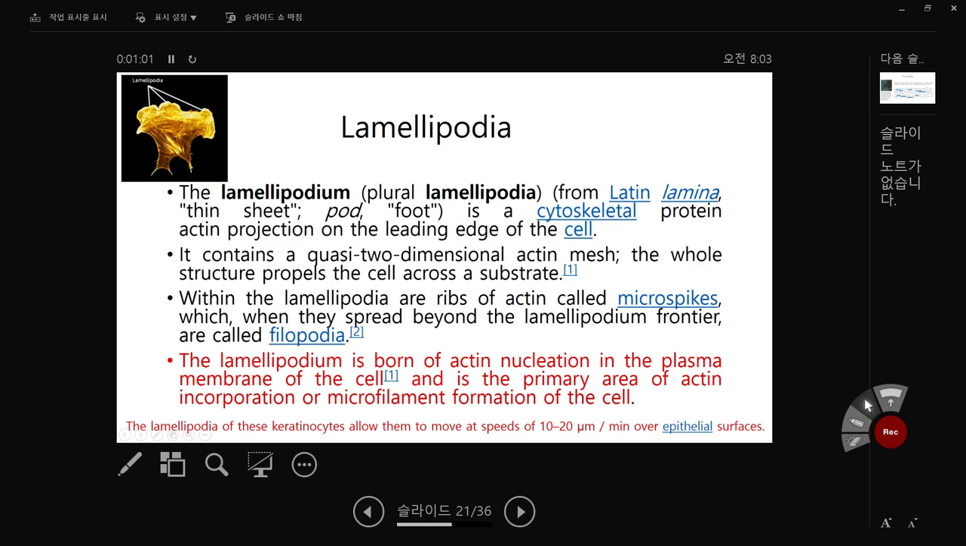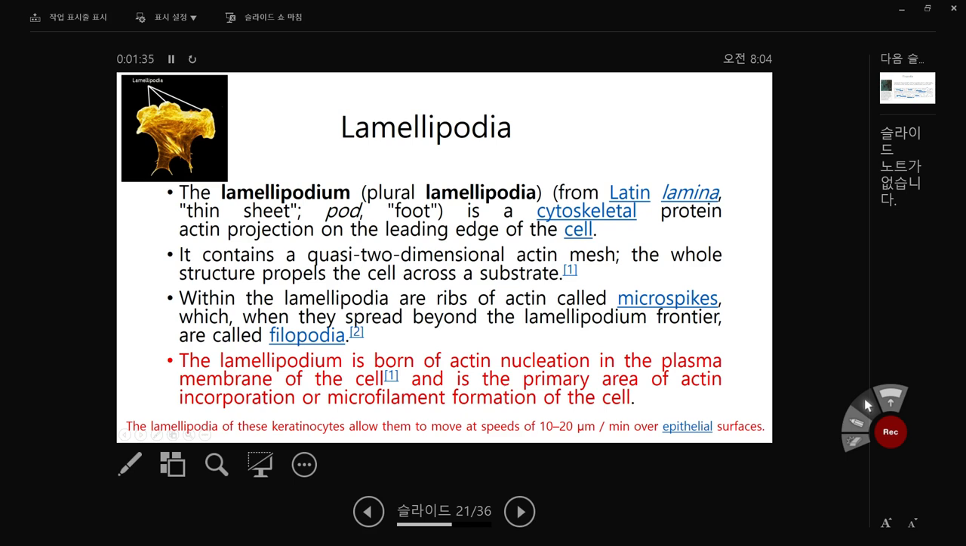Filopodia are like fingers. The lamellipodium is a base of actin nucleation in the plasma membrane of the cell, and it is the primary area of actin incorporation or microfilament formation of the cell. This is an important feature. What is the role of the lamellipodium? The lamellipodium is a base of actin nucleation. So from the lamellipodium, from this side, they make actin newly. It is the primary area of actin incorporation or microfilament formation of the cell.